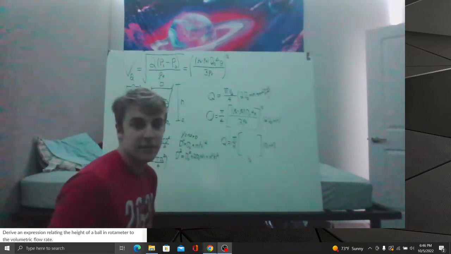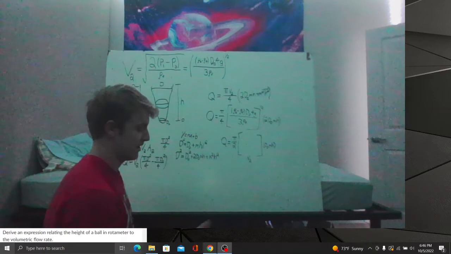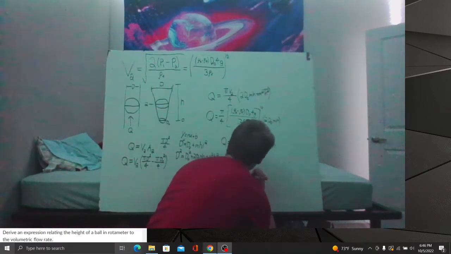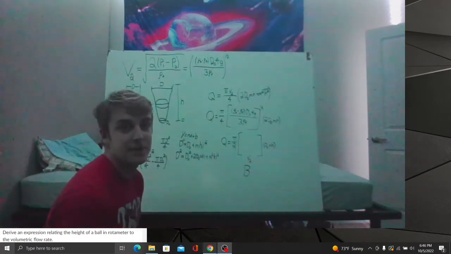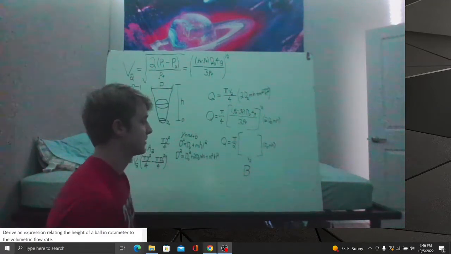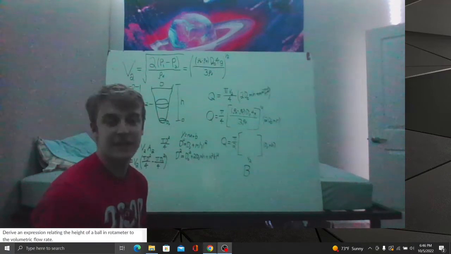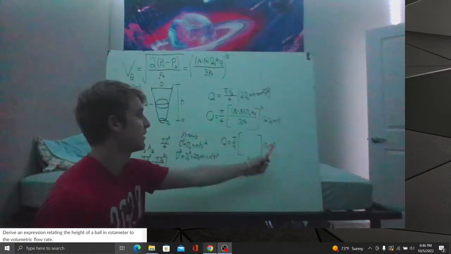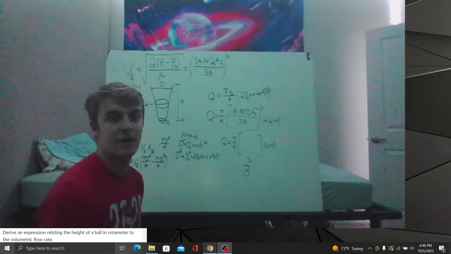And in most rotometers, this V2 equation here is just labeled by b, which we will call a constant of proportionality. On most rotometers, that constant of proportionality is given. So this will actually end up being our final equation relating the height of a ball in a rotometer to the volumetric flow rate in a rotometer.